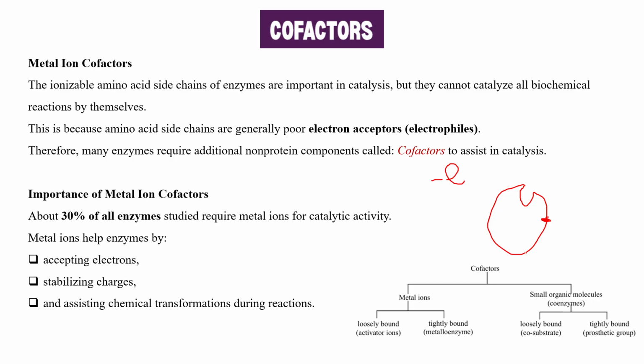Now, let's look at the small organic molecules, the coenzymes. The coenzymes also have loosely bound and tightly bound forms. The loosely bound ones, we refer to as co-substrates. The tightly bound ones, we refer to as prosthetic groups. Prosthetic groups bind to the enzyme. They are not metal ions, but they bind to the enzyme very tightly.